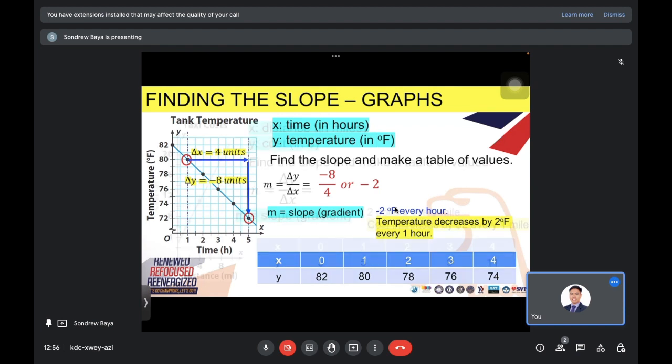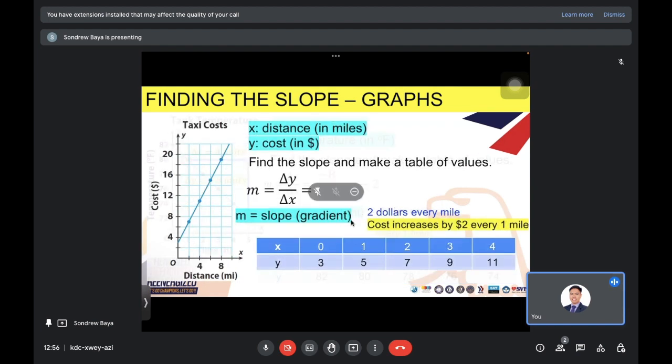Let's have another example. Here in this example, we found out that the slope is $2 every mile, or simply 2. From the graph alone, if you wanted to find the slope, you have to choose 2 points and determine the change in the y over the change in the x. This is the first point, this is the second point. Remember, this is the previous, this is the current. From the previous to the current, how much is the change in the x? It's about 6 units, because every interval is equivalent to 2 units according to the x-axis: 2, 4, 6. Since it's going to the right, it's positive 6.